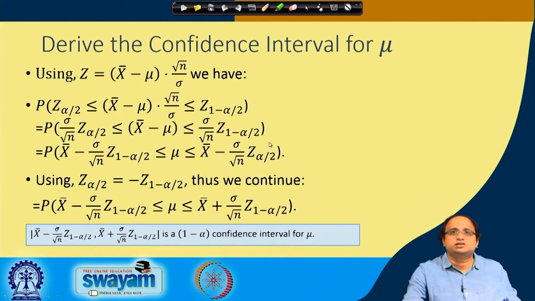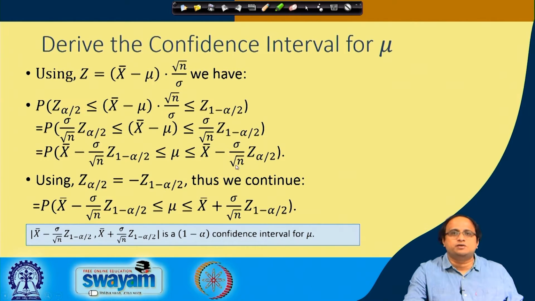Okay. So, using this, we write this equation, and I can do a few simplifications. I can multiply both sides by sigma by root n. Therefore, I have sigma by root n Z alpha by 2 less than or equal to x bar minus mu, which is less than or equal to sigma by root n into Z 1 minus alpha by 2. And again, since I want the confidence interval for mu, I do a little maneuvering, and I see that mu is bounded between x bar minus sigma by root n Z alpha by 2, and x bar minus sigma by root n Z 1 minus alpha by 2.